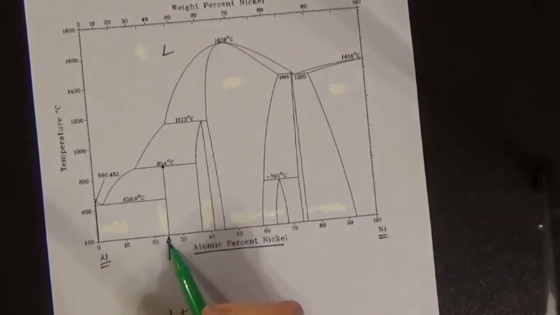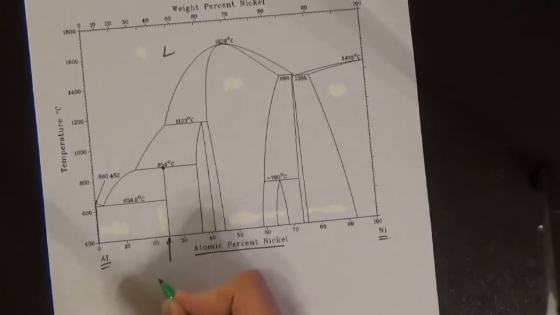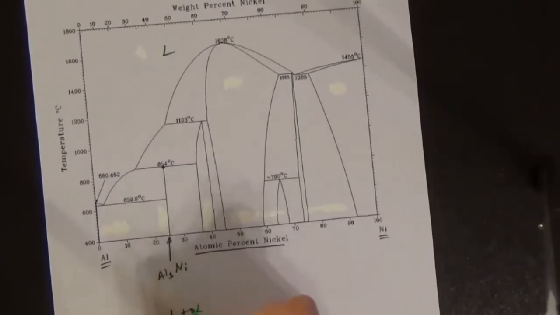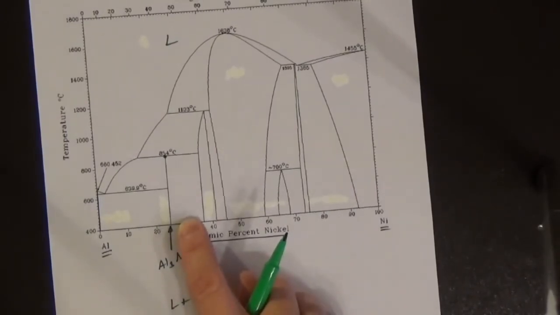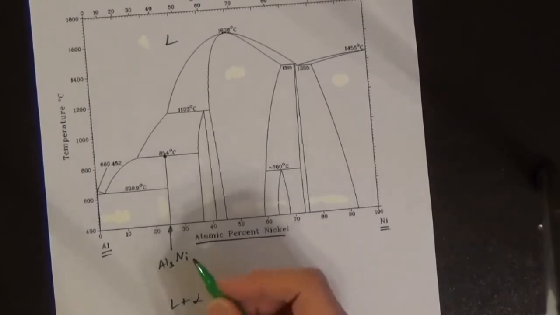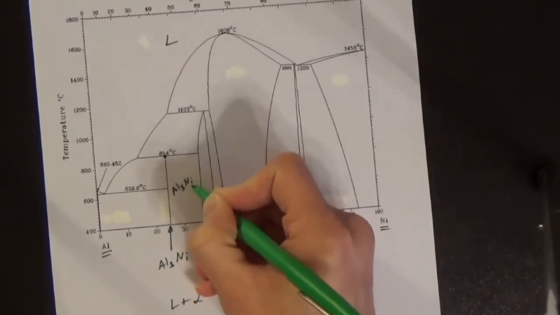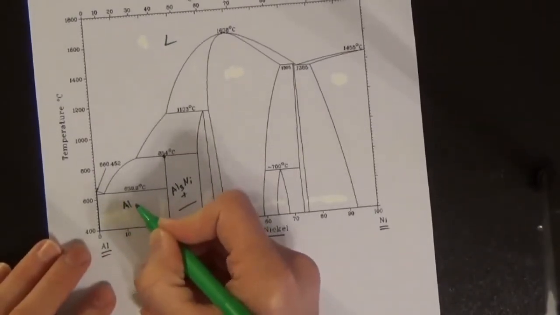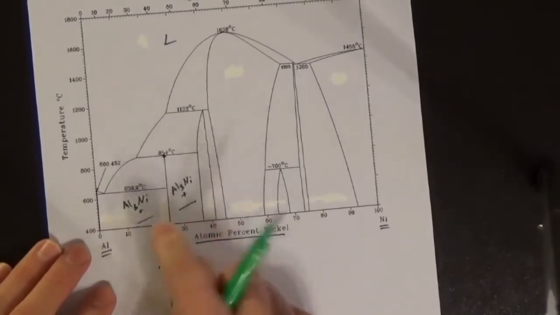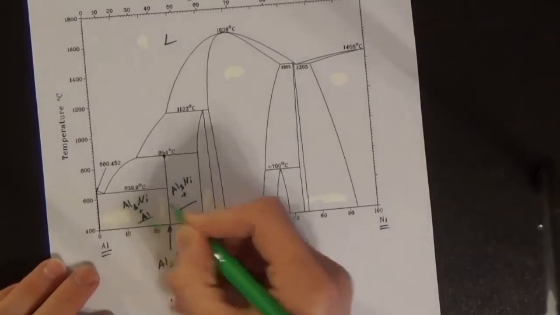And if you look at it, it is 25%. So that tells you this line compound is going to be Al3Ni, a 3-to-1 ratio of aluminum and nickel. Now that we've identified a one-phase region or a line compound, we know that on either side of it, it has to be a two-phase region. So this has to be Al3Ni plus something, and this has to be Al3Ni plus something. Now that something is aluminum, and this aluminum here is being treated as a line compound.